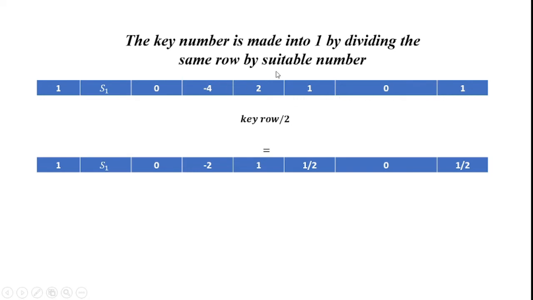So the key number is 2. Here the key number is made into 1 by dividing the same row by a suitable number. I told you how to convert the 2 into 1. Yes, divide by 2. The other numbers are also divided by the same number, which is 2. So -4 is converted into -2. The 2 is the key number, so 2 is converted into 1, and the last RHS value is also converted into 1 by 2. Likewise, I can change the key number and key column.